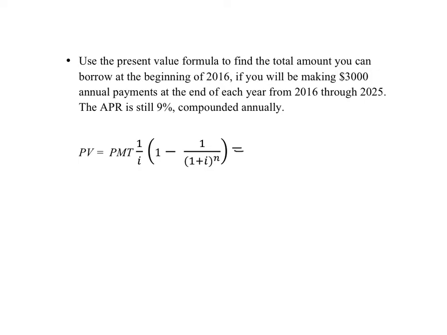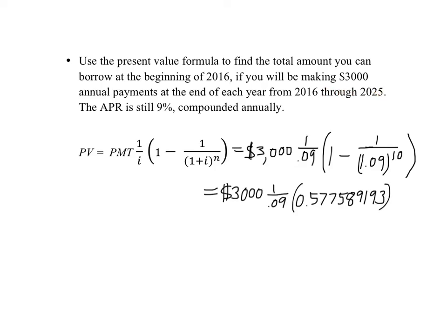We substitute in the values that we know. We have $3,000 for PMT, we have 0.09 for I, and we have 10 for N. The number of payments is 10. There's a payment in 2016, a payment in 2017, etc., and the last payment is 2025. So if you count from 2016 up to 2025, there are 10 separate numbers there. When you compute, this expression turns out to equal 0.557589193. You don't have to carry quite that many digits, but you should be carrying at least 5 or 6. When you compute further, it turns out this whole expression equals $19,252. As real-life applications of math go, this one is quite important.